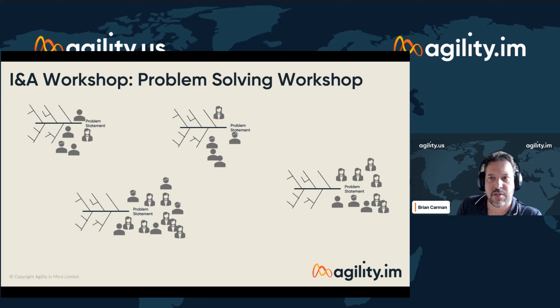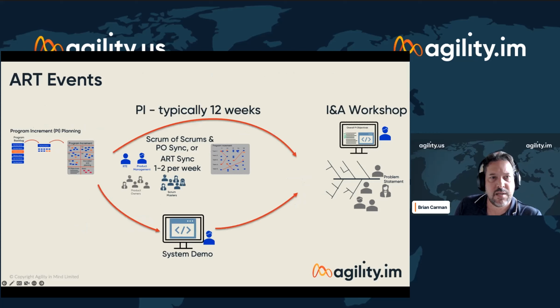So what I'm going to do is recap: these are the main Agile Release Train events. You've got PI planning, then you've got those synchronization events, either ART Sync or the Scrum of Scrums and PO Sync. You've got the system demo. These happen during the program increment, and at the end you have this inspect and adapt workshop where we get to see what's been delivered, and we get to collectively come up with some actions, some ideas to make the next program increment even better.